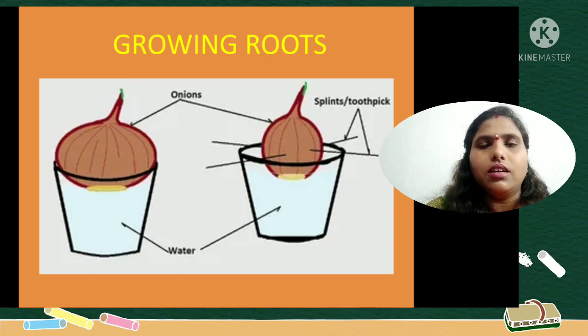Leave it for 6 or 7 days. We can observe every day whitish long slim root-like structures growing in this one.